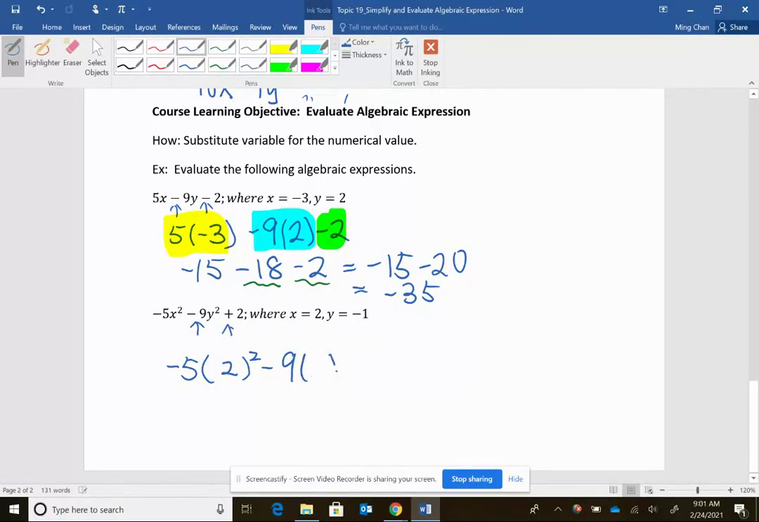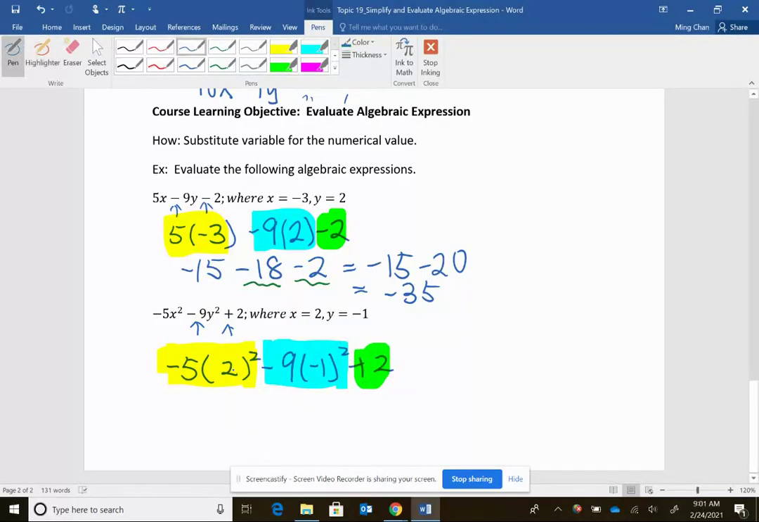Now I replace y with negative 1. So that will be negative 9 times negative 1 squared plus 2. So again, one term at a time, okay? Remember this negative 5x squared was the first term. Negative 9 times negative 1 y squared was the second term. Okay, so we do one term at a time.